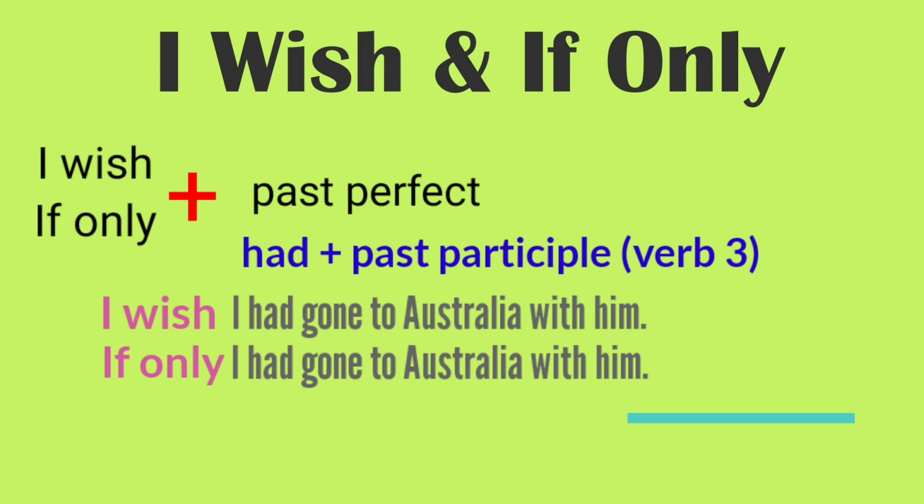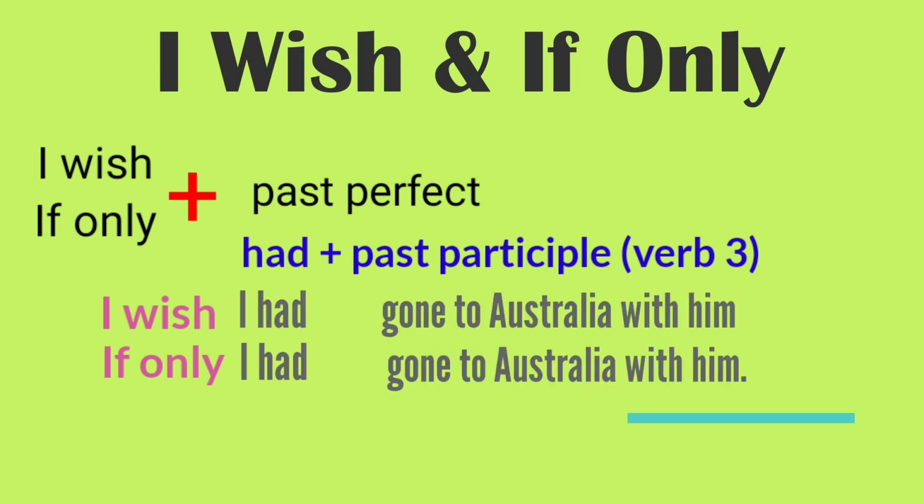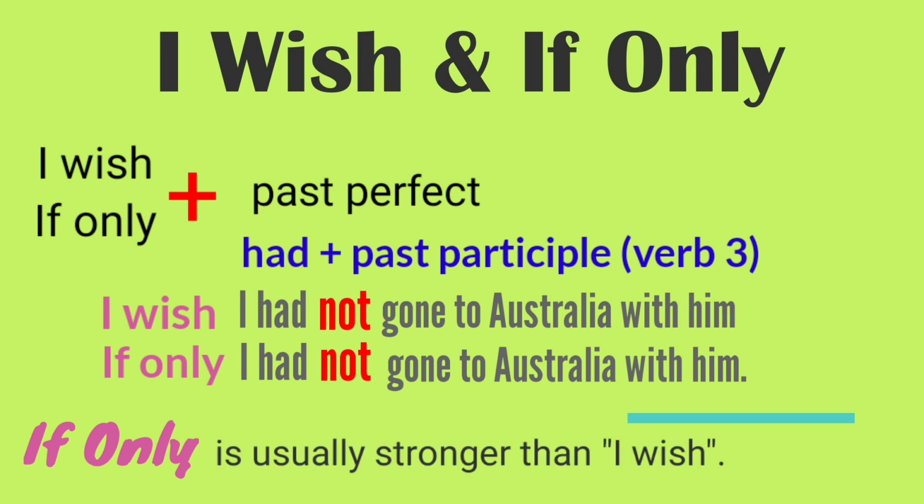To make the sentence negative, you just have to add the word not in the sentence. So it'll be like, I wish I hadn't gone to Australia with him. Or, if only I hadn't gone to Australia with him. Remember, we use if only to express a strong wish that things could be different. It means the same as I wish, but is stronger. We use it to talk about past, present, and future unreal conditions.